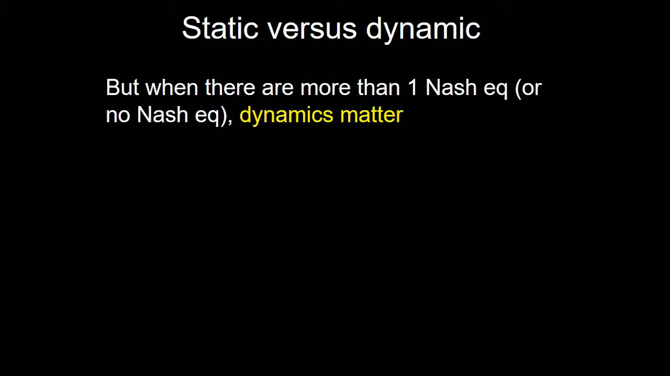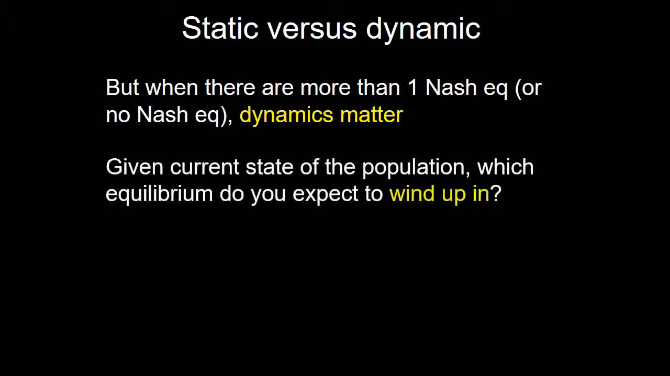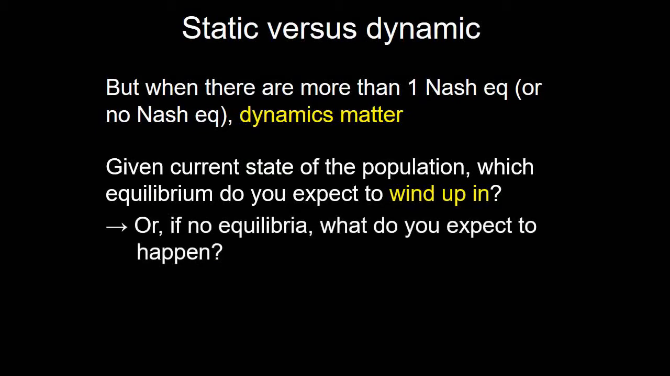But when there's more than one Nash, or when no strategy is a symmetric pure Nash equilibrium, then the dynamics matter, because the question would be, what do you expect the population to do? What do you expect evolution to lead to? And the answer is ambiguous. You need to know something about the current state of the population. So you want to say, where is the population starting, and where is it going to evolve to from there? In the case of multiple equilibria, the question is, which equilibrium do you expect to wind up in based on your current position? And in the case of no equilibria, the question is, what do you expect to happen?